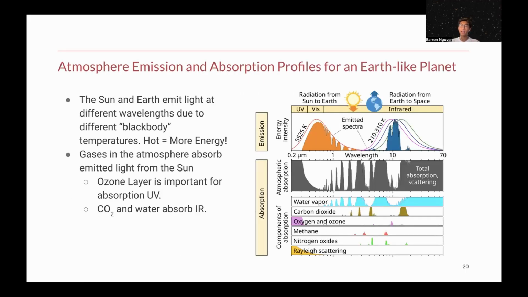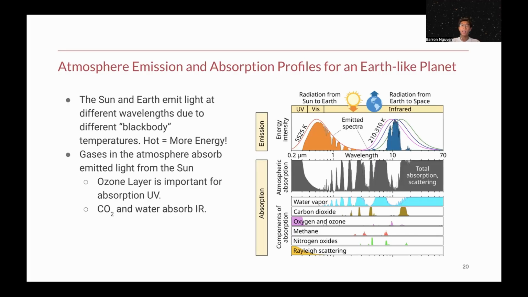A big thing I want to go over as well is the idea of atmosphere emission and absorption profiles. This goes back to the outgoing longwave radiation from planets. For people, it's the same. The sun and Earth emit at different wavelengths according to black body radiation. If something is hotter, it has more energy, so it emits at a shorter wavelength, a more energetic wavelength.